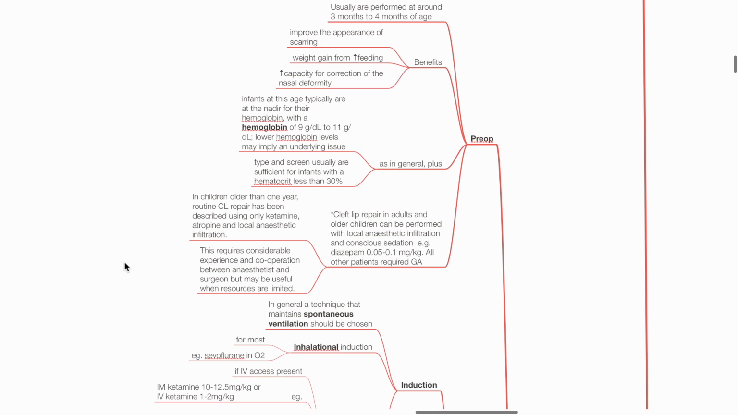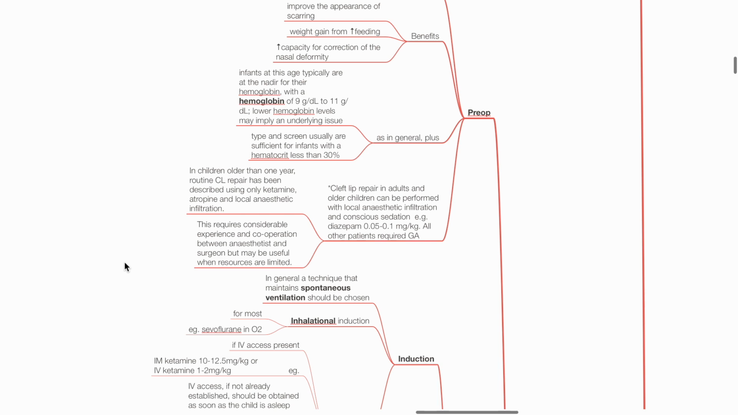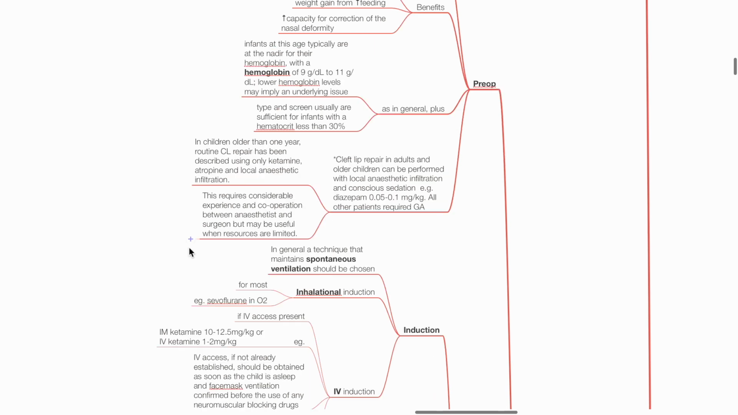Cleft lip repair in adults and older children can be performed with LA infiltration and conscious sedation. All other patients require general anesthesia. In resource-limited settings, routine cleft lip repair has been described using only ketamine, atropine, and LA infiltration.